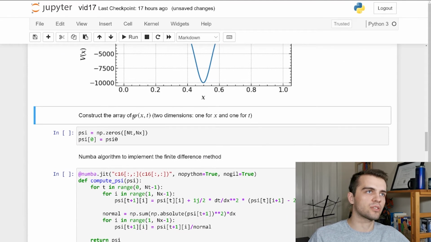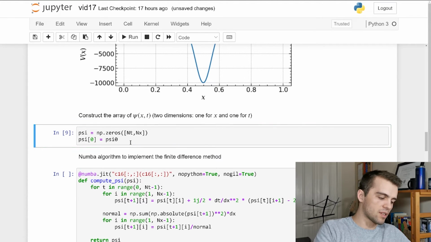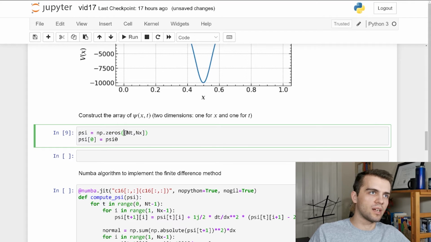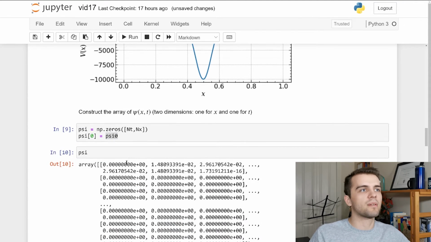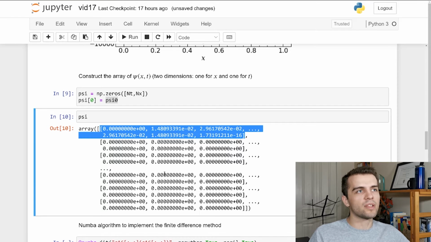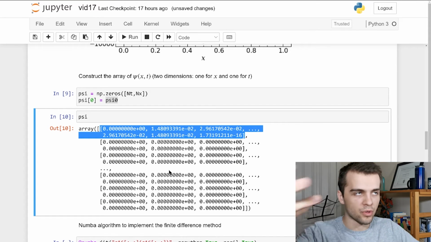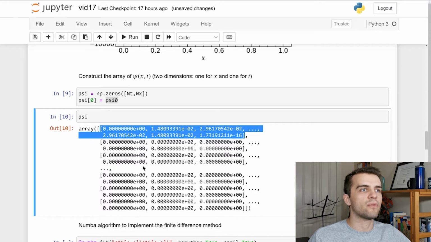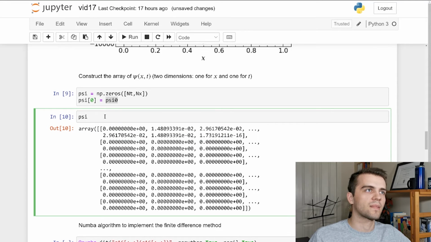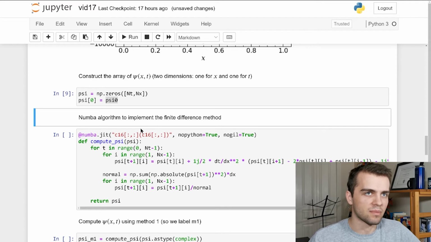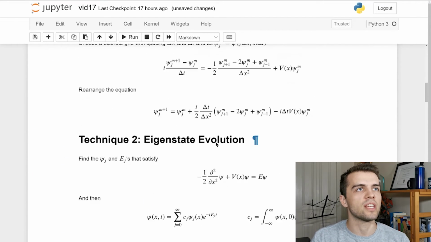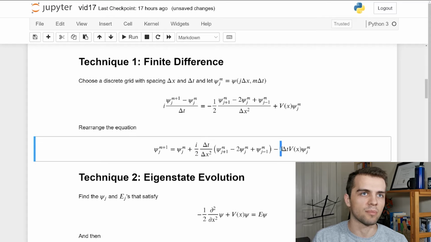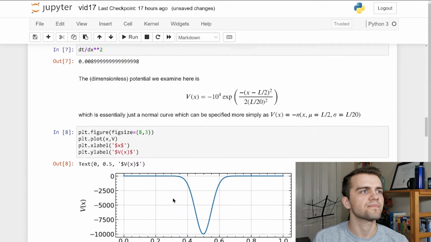The next thing I do is I construct the array psi of x, t. Remember, two variables here, so it's 2 dimensions. And so what I do here is I first create an array of zeros with nt and nx. And then my first time, because this is the time axis, I set equal to psi 0. So my psi right now is the initial state, but everything else is equal to 0, and I have to go through the algorithm, of course, to find the wave function at all times. And of course, this wave function can be complex, as you see, because this equation here involves i, which is the complex unit.